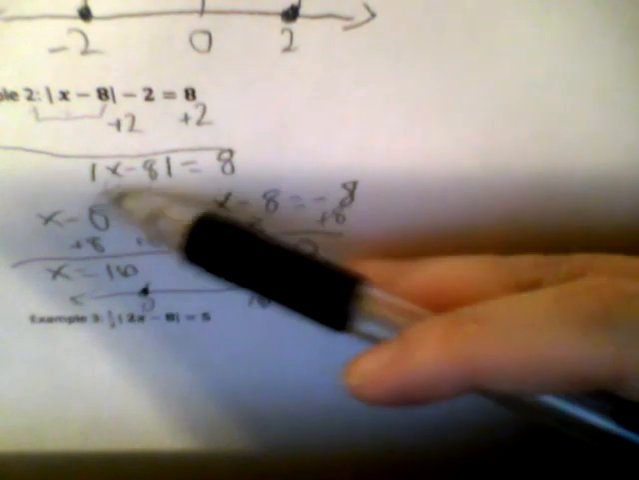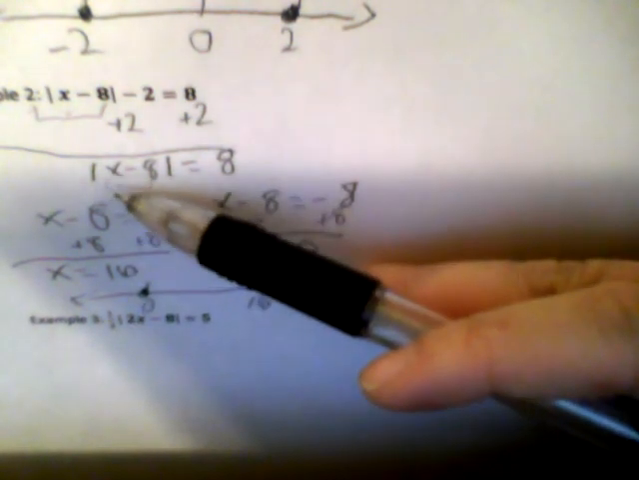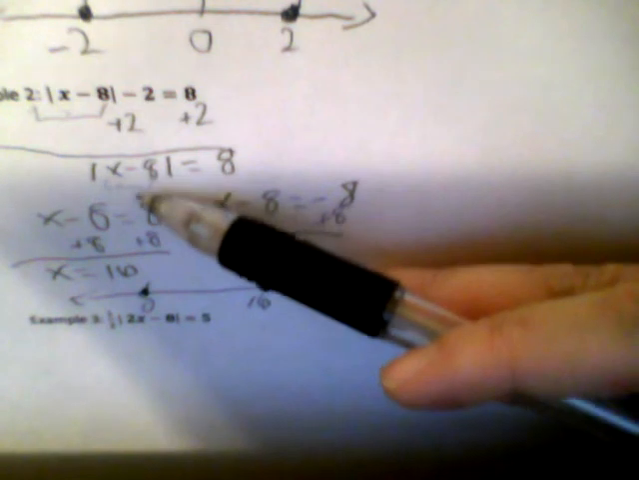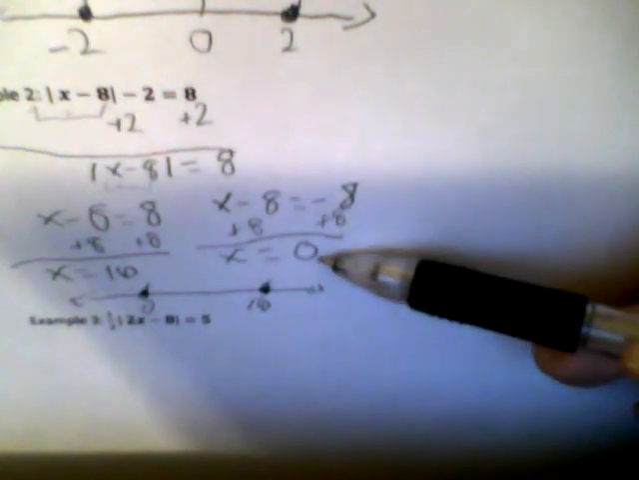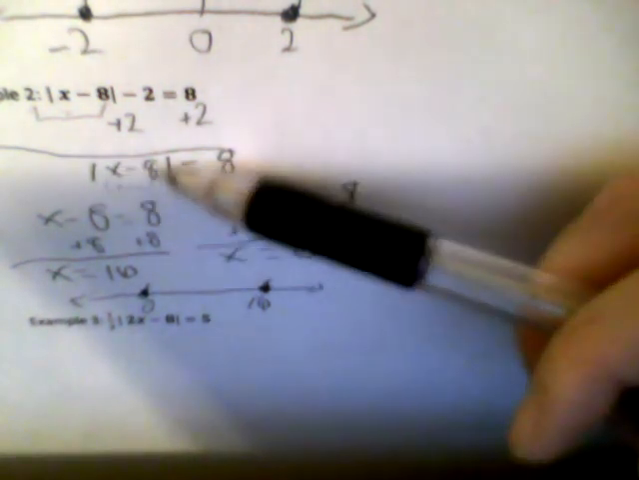If I plug 0 in for x, I get the absolute value of negative 8. Well, the absolute value of negative 8 is just 8. Same thing for the solution of x is equal to 16. I can go ahead and plug that in as well. When I plug that in, I have 16 minus 8, which gives me 8, and the absolute value of that is just 8.